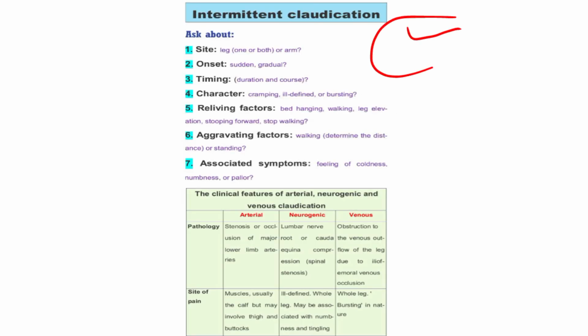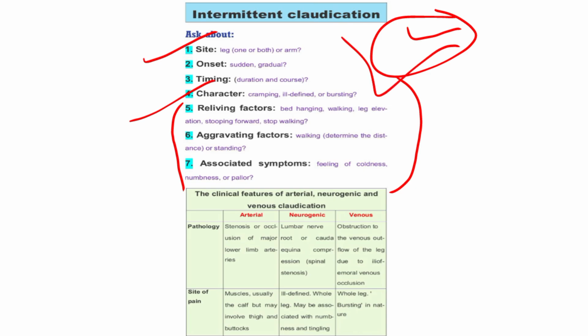Intermittent claudication, it's of neurovascular causes. In this case we can ask the patient about the site, onset, timing, aggravating factor, relieving factor, associated symptoms. All these things are the same. We can read from the chest pain, syncope, palpitation. All these things are the same. This you can see, it is a very important clinical feature of arterial, neuropathic, neurogenic and venous claudication. You can read this very easily.